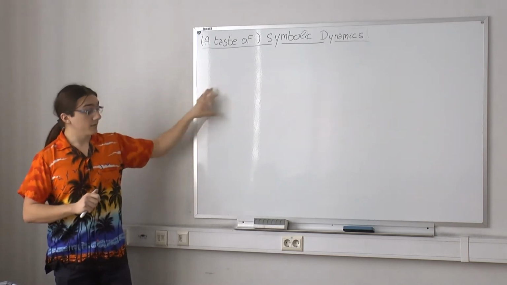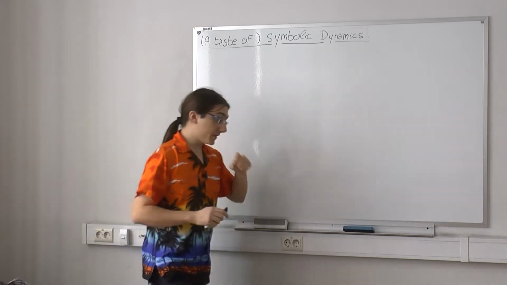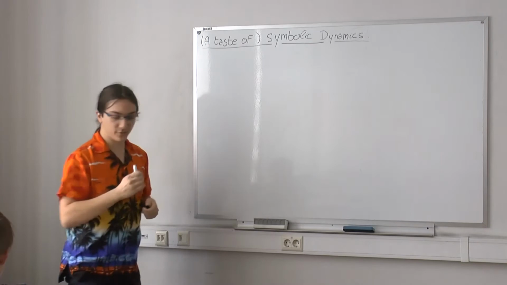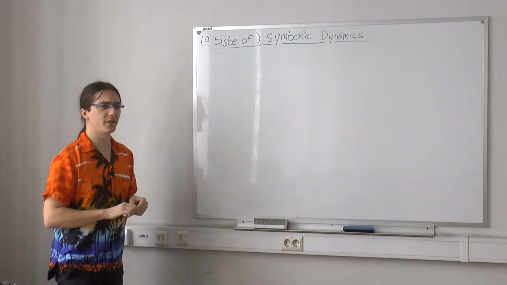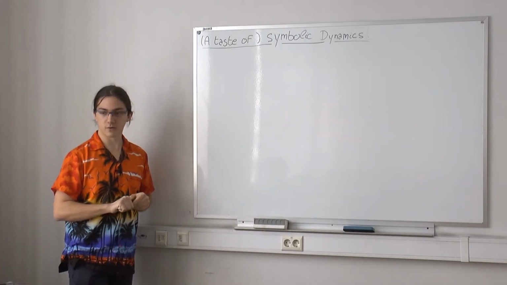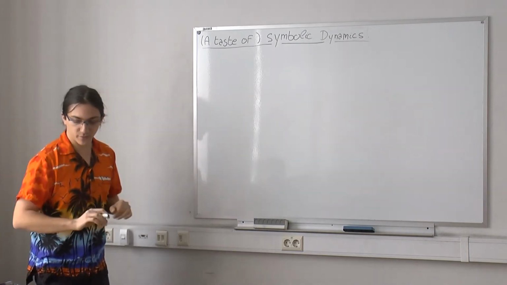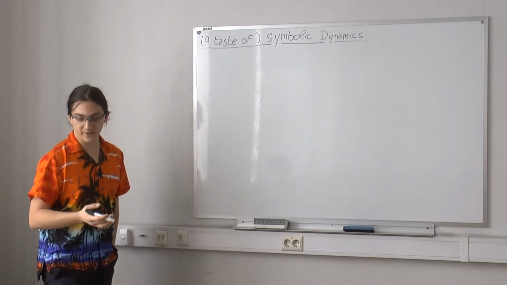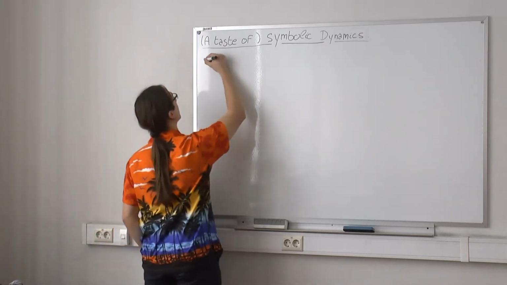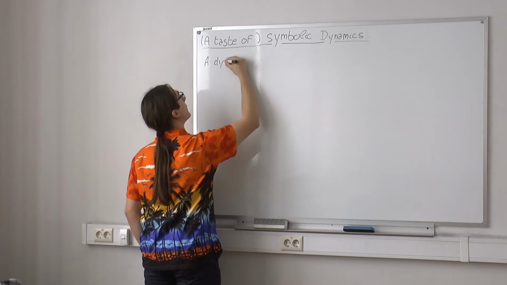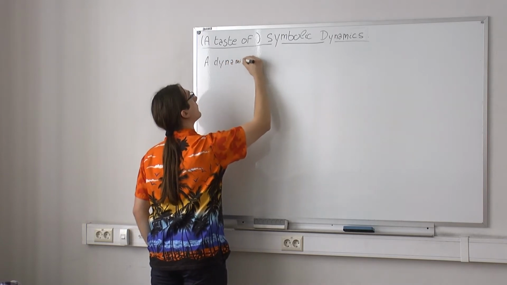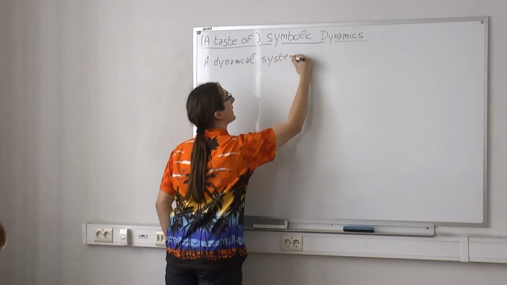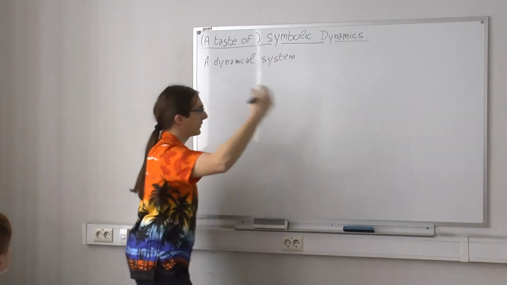Symbolic dynamics talks about dynamical systems. First I need to be a little technical and explain what a dynamical system is, unless you already know. No? Okay. I will take a very simple version where the time is discrete. What does it mean? I have a dynamical system, for me, with discrete time.